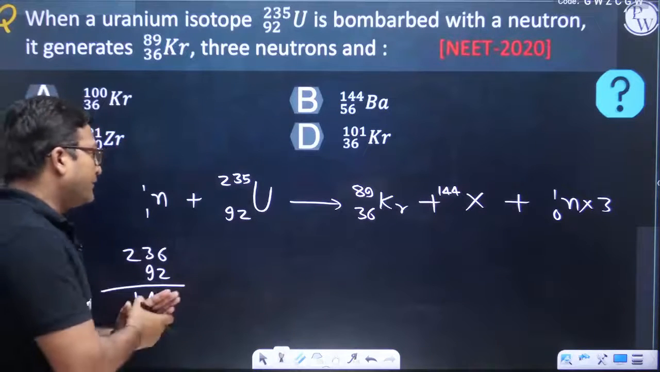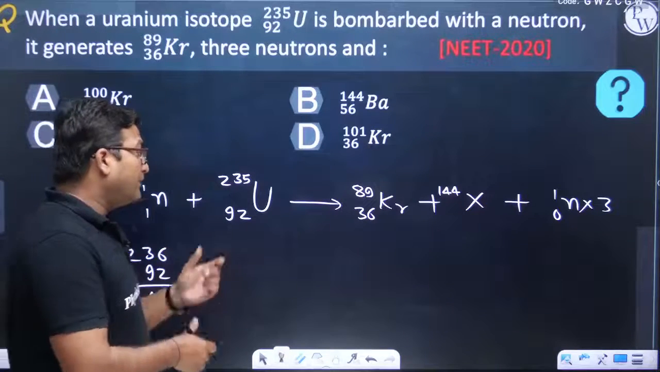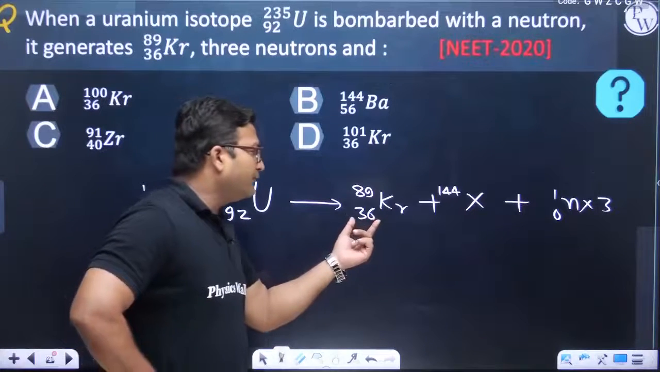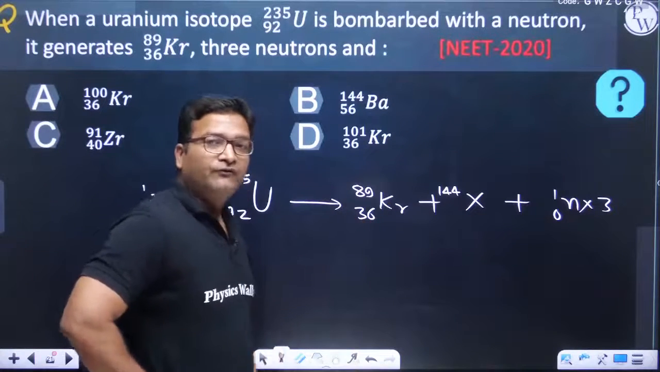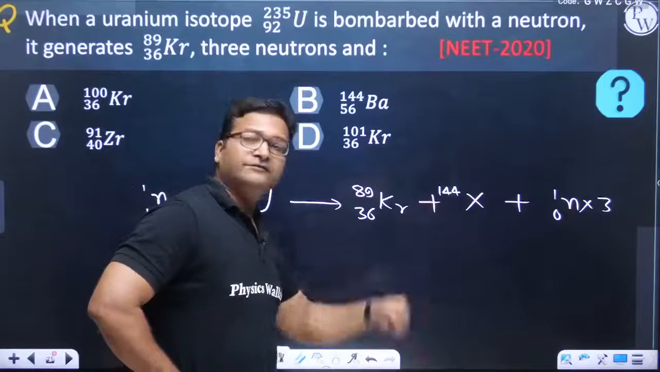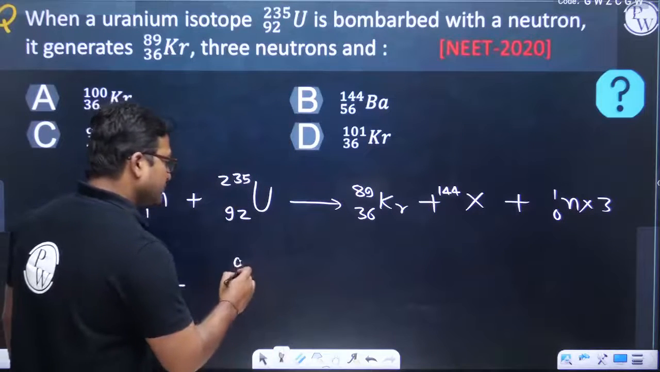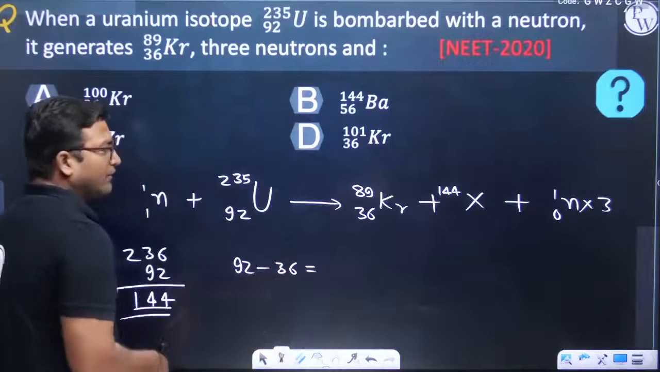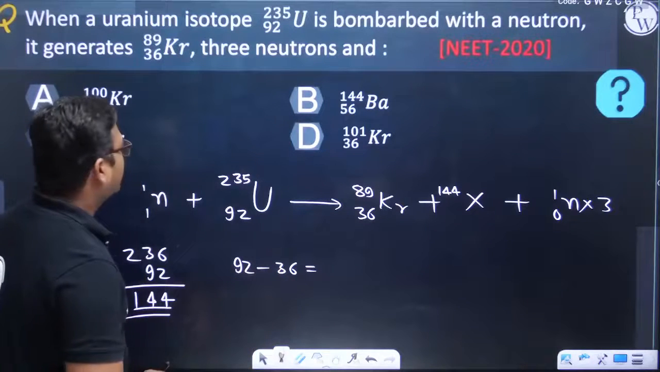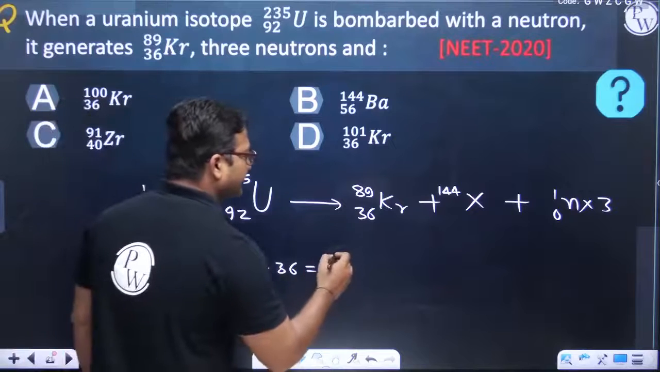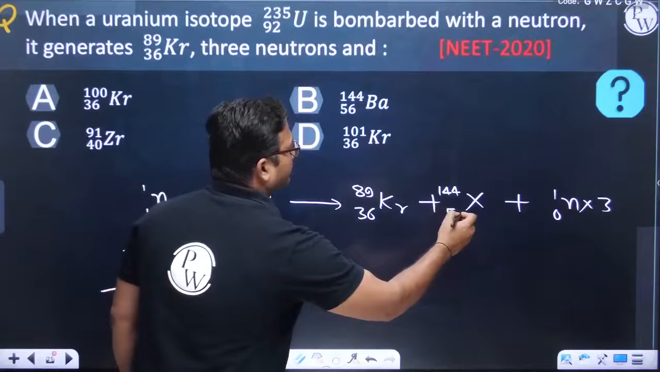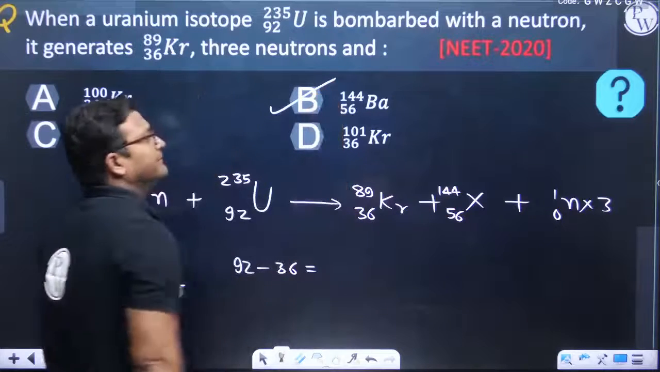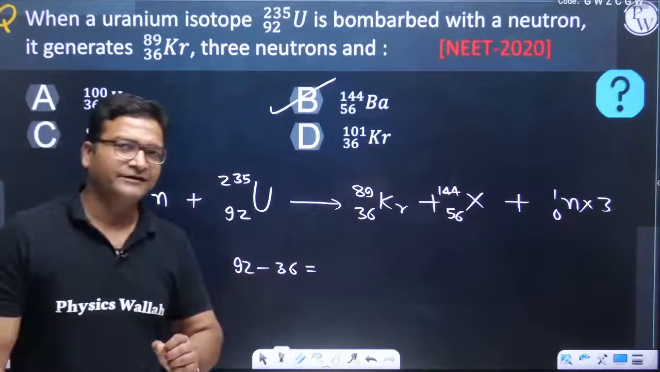Yes, and if we look at protons, there were a total of 92 protons. And now here we have only 36 protons. So where are the remaining? They are with X. So what is 92 minus 36? 92 minus 36 is 56. So here we have 56. And if you check, your B is the correct choice. So the perfect answer is B.